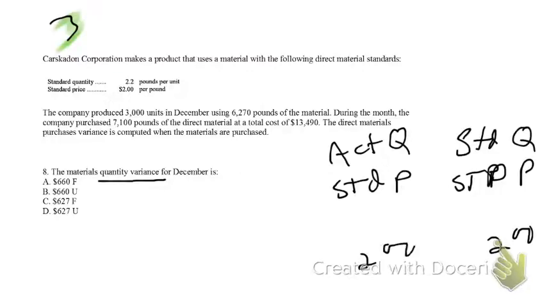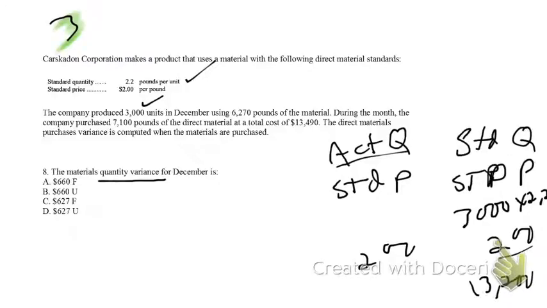The standard quantity is 2.2 pounds per unit, and we produced 3,000 units, so we need to take 3,000 times the 2.2 times the $2 rate, and for that we'll get 13,200. And I need to know the actual quantity, the actual number of pounds that were used. In this case, they tell us that 6,270 pounds were used, so I can just take 6,270, and when I multiply that, I will get 12,540.